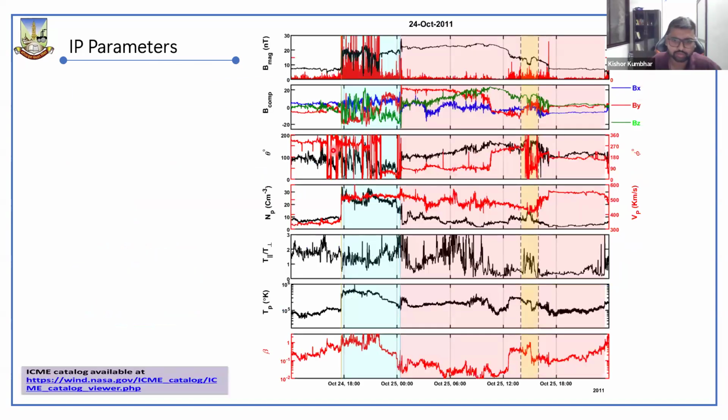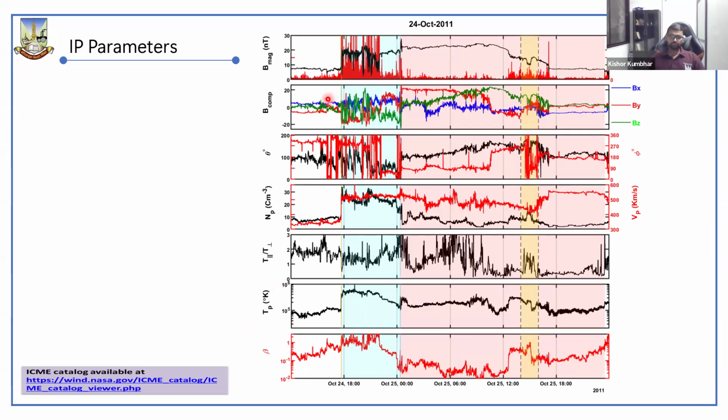So this figure is basically an interplanetary parameters plot for an ICME which was observed by the Wind spacecraft on 24th of October 2011, where the first panel represents the IMF magnetic field along with the fluctuations in the magnetic field delta B, followed by the components of the magnetic field Bx, By, Bz, later on followed by the elevation angle and azimuthal angle theta and phi, plasma number density Np and plasma velocity Vp, followed by the temperature anisotropy ratio, which is the ratio of parallel upon perpendicular component of the temperature, and then it is followed by the plasma temperature Tp and plasma beta.